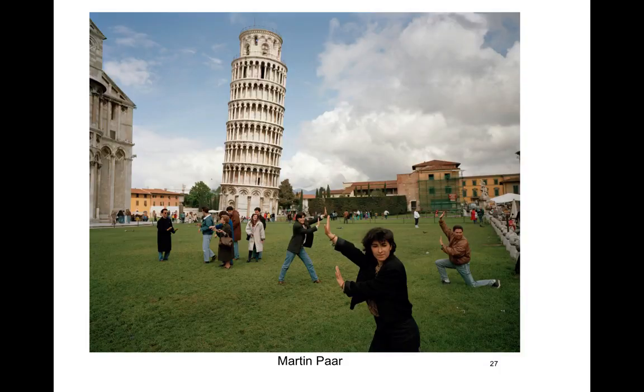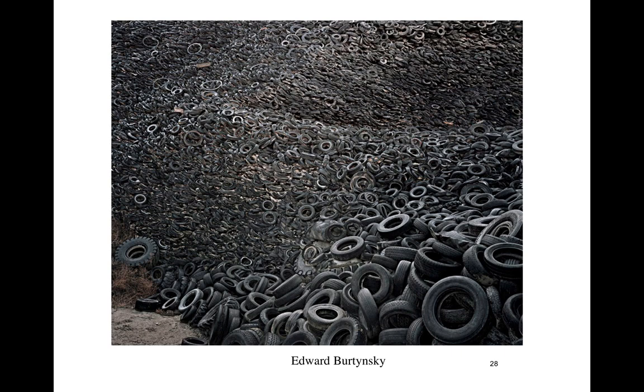Martin Parr, a very hilarious documentary photographer, captured this scene at the Tower of Pisa. Really important that the Tower of Pisa and the figure in the foreground are all in focus. And this again, taken with a wide angle lens with a small aperture. Edward Burtynsky took this very dramatic picture of waste. And again, this is a wider angle lens and a smaller aperture.